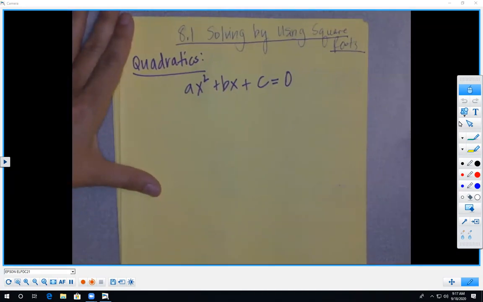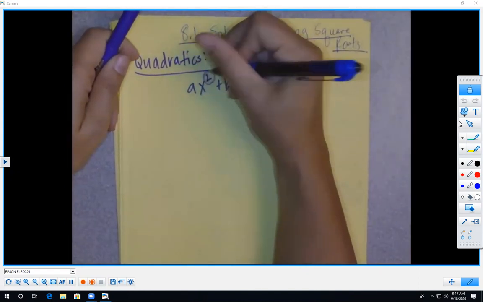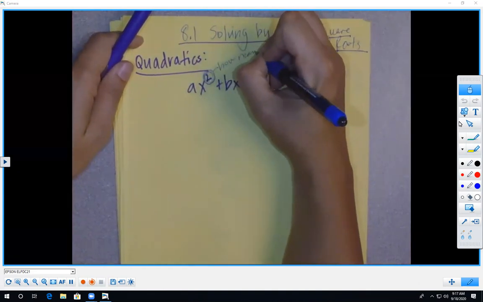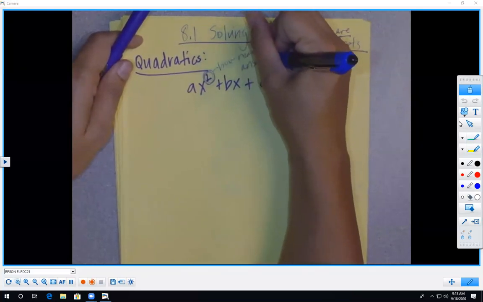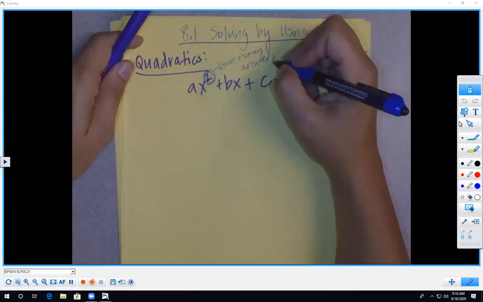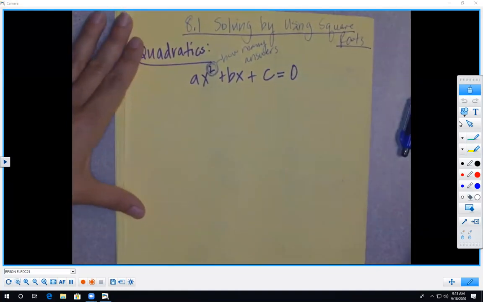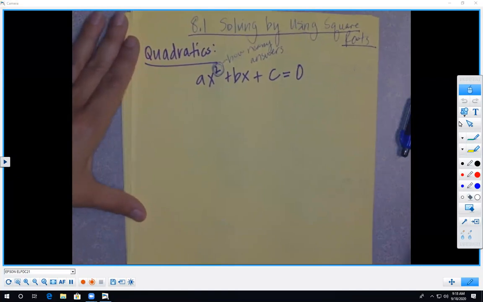Okay, when we solve quadratics, this highest exponent, we'll learn this in a little bit, is actually the degree, and that tells you how many answers there are. So every quadratic has 2 answers. They might be the same number, they might be different numbers, they may be pretty numbers, and they may be ugly numbers. It just kind of depends on the problem. So every quadratic has 2 answers for it.